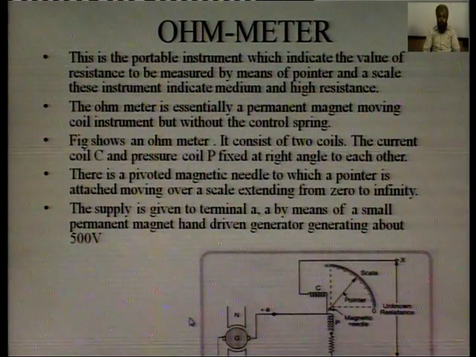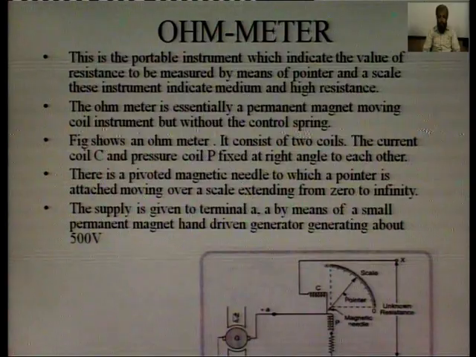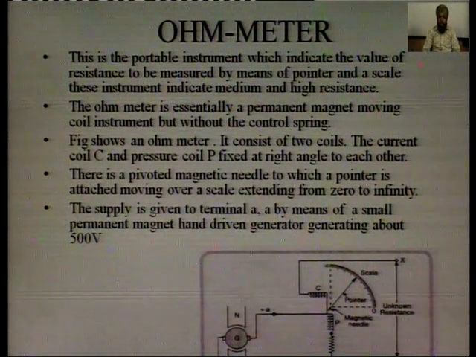Next is the ohmmeter. This is a portable instrument which indicates the value of the resistance to be measured by means of a pointer and scale. This instrument indicates medium and high resistance. The ohmmeter is essentially a permanent magnet moving coil instrument but without the control spring.